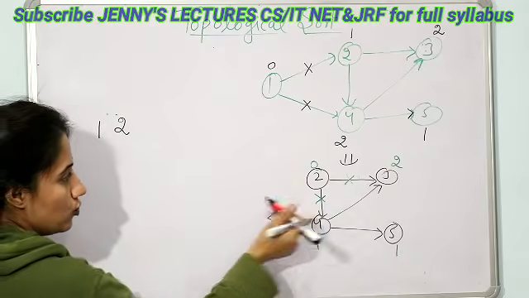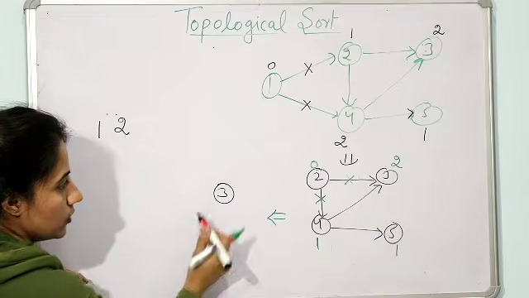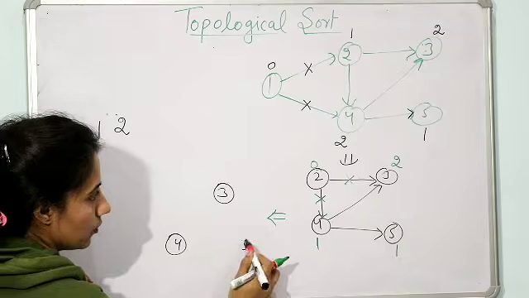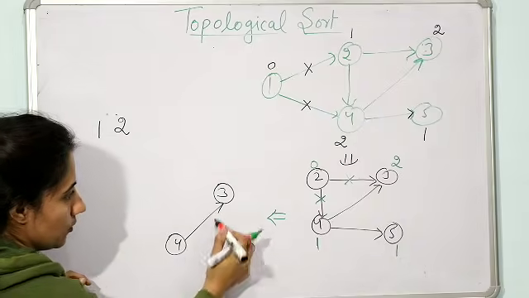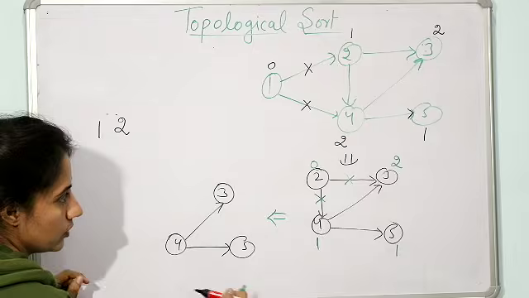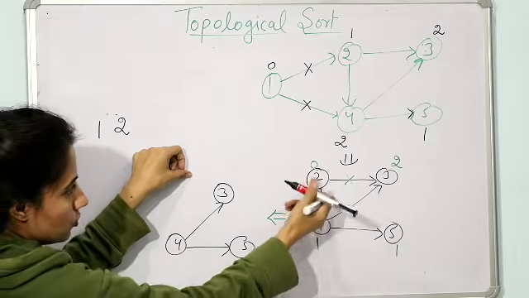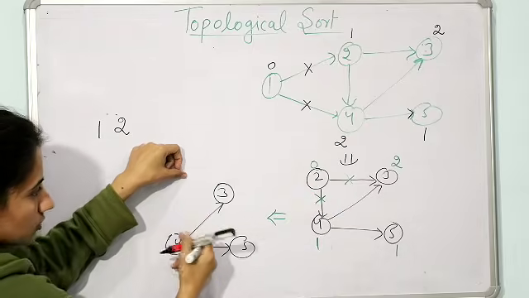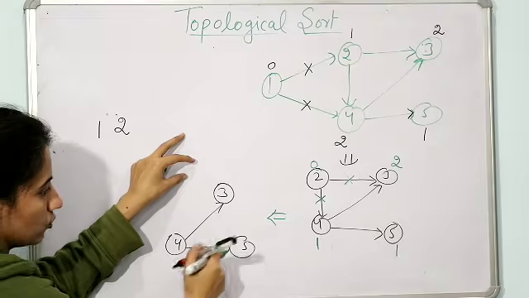Now the graph would be, 2 has been deleted. Now we have only 3, we have 4, we have 5. Yes, 4 to 5 we have, 4 to 5 we have, 4 to 3 we have. Do we have this edge? No, 2 has been deleted. Do we have this? No, this has also been deleted. We have only 2 edges now.